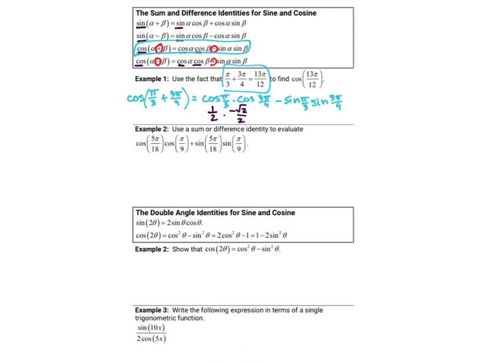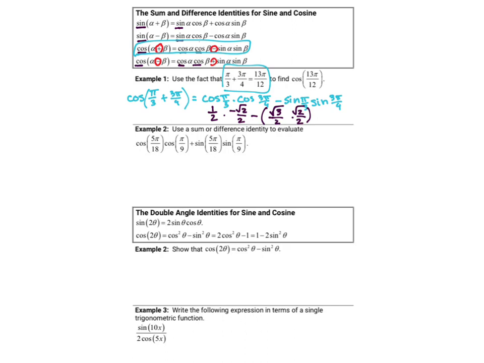Okay. Minus, open parentheses, sine of pi over 3. Square root 3 over 2, that's a tall. Square root 3 over 2, that's what that says right there. Sorry. Sine of 3 pi over 4. Okay.